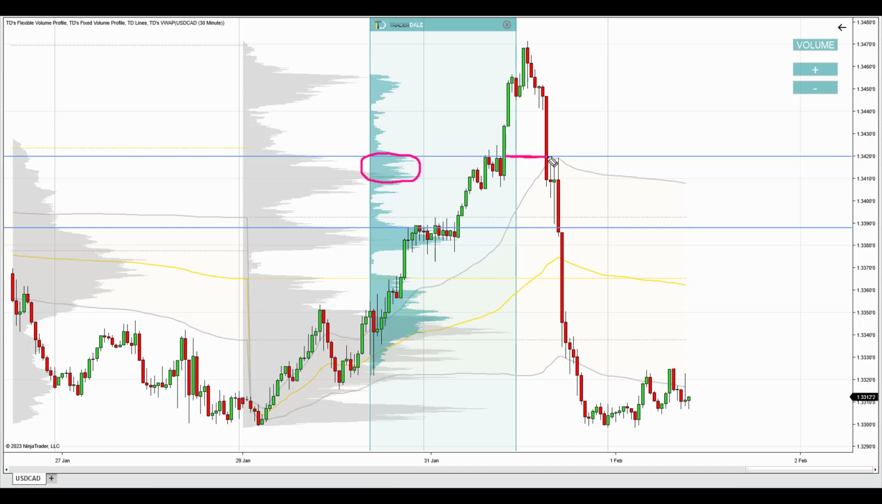This was the long. Again, on the 30-minute chart, it seems that the price shot past the level without any reaction. In fact, it was a winning trade. I'll show you later on the 1 minute chart.